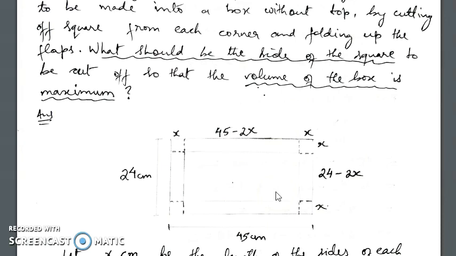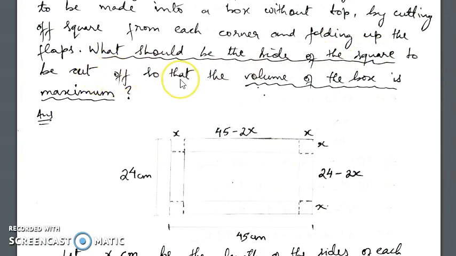That is the question. What we have to find here is the side of the square. What should be the length of each side of the square? The square, all sides are equal. So if I give it the name x in this diagram, I have to find the side of the square. So what should be the side of the square to be cut off?